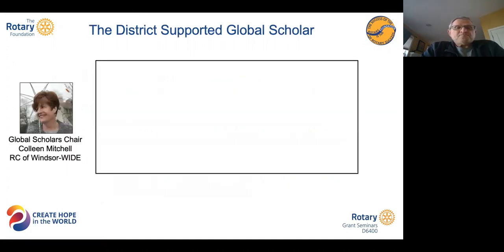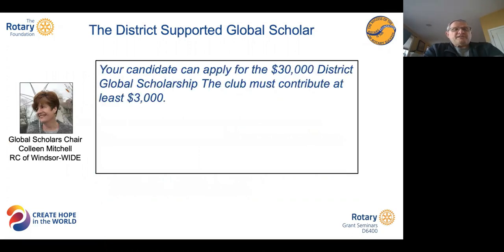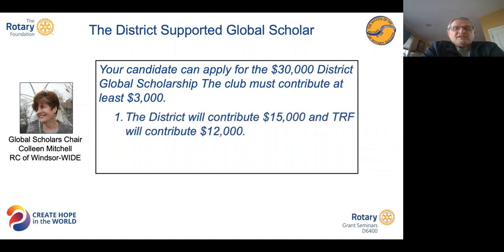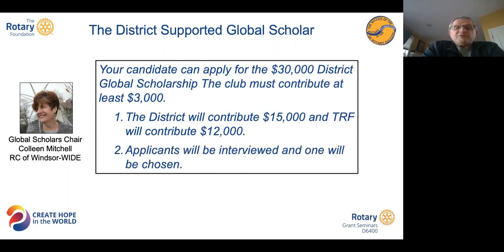Sue? Colleen Mitchell is the chair. She's at the Rotary Club of Windsor Wide. And in this grant, it's going to be $30,000, and the club need only contribute $3,000. They can do more, but they have to at least give $3,000. The district will give $15,000, and the Rotary Foundation through the World Fund will contribute $12,000. And that's how we get to the 30: 3 from the club, 15 from the district, 12 from the Rotary Foundation.